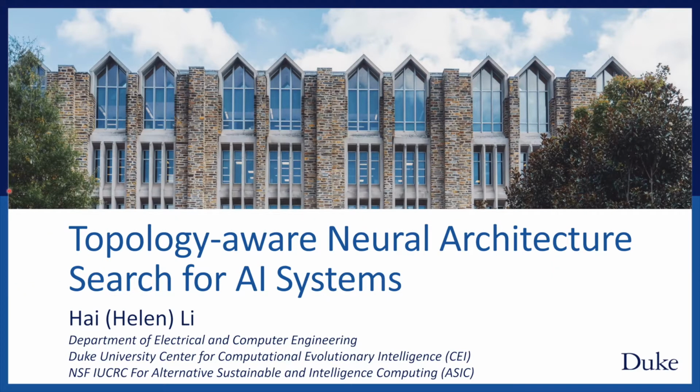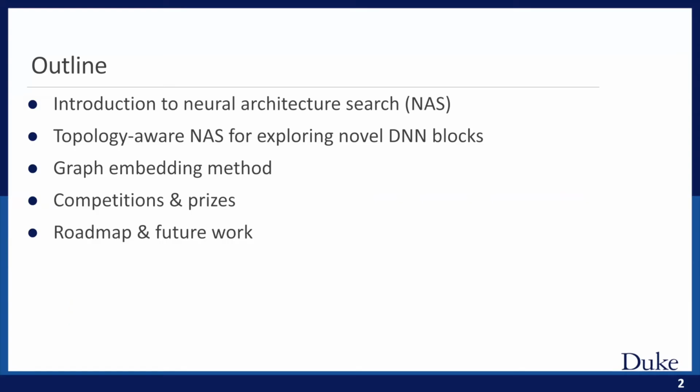So today I'm going to briefly talk about our research study related to neural architecture search, in particular for AI systems. I will start with an introduction to neural architecture search. We also call it NAS, and then elaborate on the topology-aware NAS for exploring novel blocks for deep neural networks like DNNs. So here, two methods will be introduced.